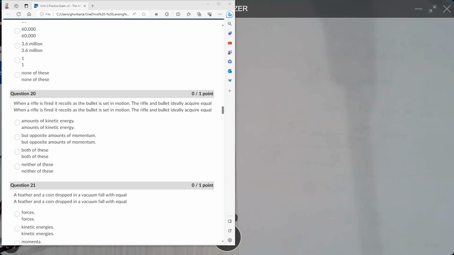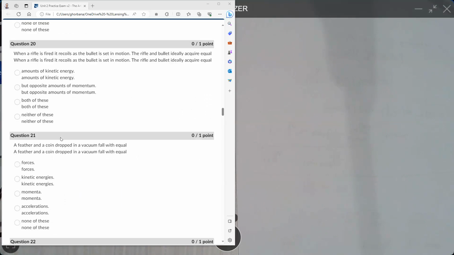When a rifle is fired, it recoils as the bullet is set in motion. The rifle and bullet ideally acquire equal but opposite amounts of momentum. Yes? Equal but opposite in direction. Okay, they will be equal but in the opposite direction. The right answer will be B.